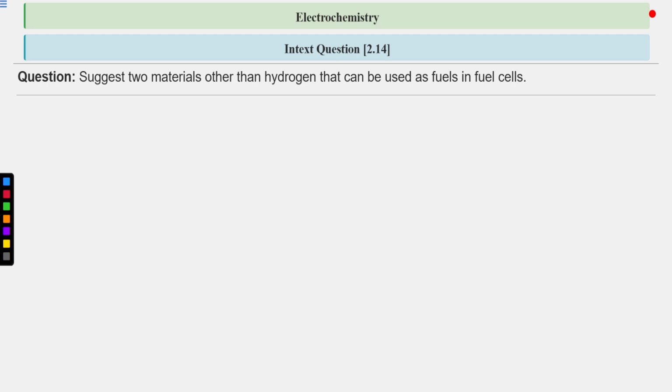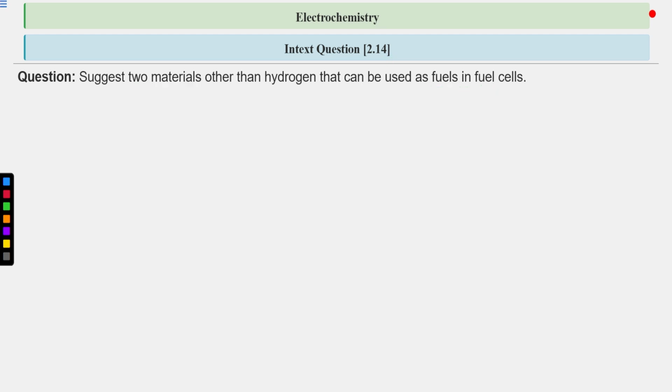So next question. So the next intext question is marked as 2.14, and the question says, suggest two materials other than hydrogen that can be used as fuels in the fuel cells. Okay. So the question is asking that we have to tell two materials other than hydrogen, because until now we are talking about hydrogen. So other than hydrogen, what are the two materials that you can suggest that we can use as fuels in the fuel cells? This you have to tell.